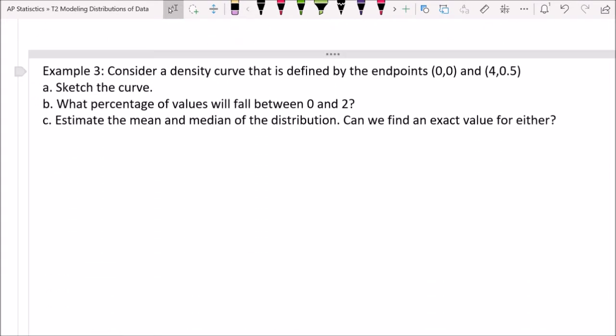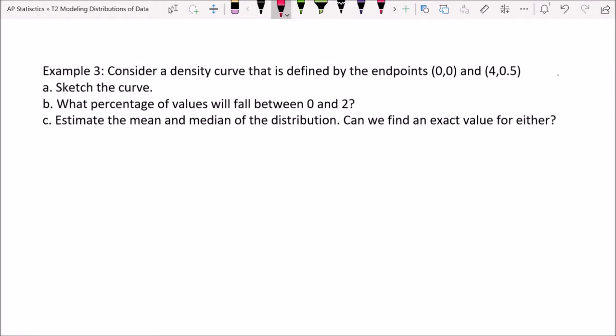Here's another example. In this one, we're not given a visual. Consider a density curve defined by the endpoints (0, 0) and (4, 0.5). Sketch the curve. All right, let's do that. Now, I realize that it's not super explicit here, but it is my intention with this question that the curve is defined by a line segment, or a straight line. So that's what I'm going to show here.